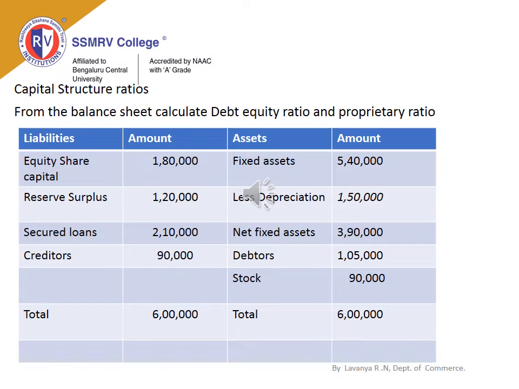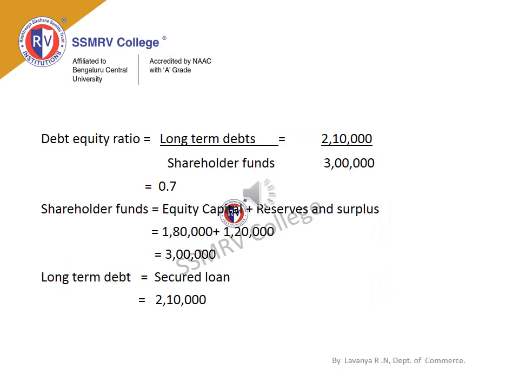So from the given data, we are required to calculate the debt equity ratio and proprietary ratio. For the calculation of the debt equity ratio, you are required to identify long-term debt and shareholder fund from the balance sheet. We will understand the calculation of the debt equity ratio. The formula used for calculating the debt equity ratio is long-term debt divided by shareholder fund. This ratio will explain the relationship between long-term debt and shareholder fund.